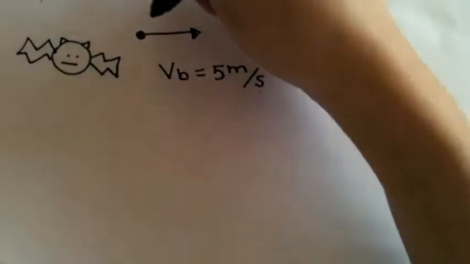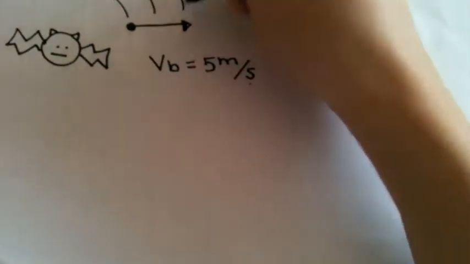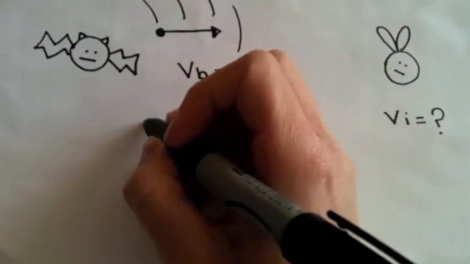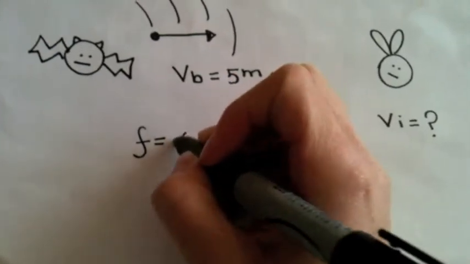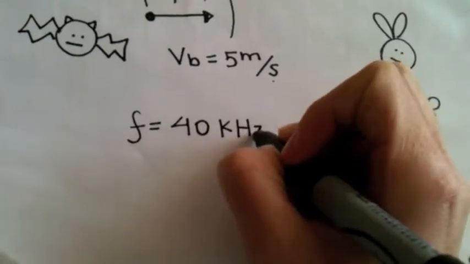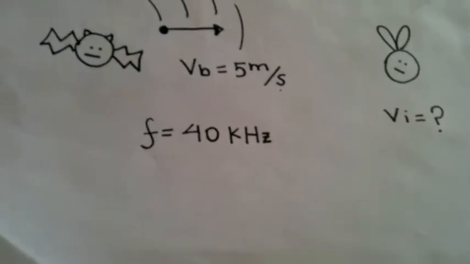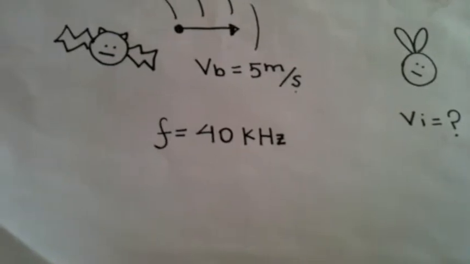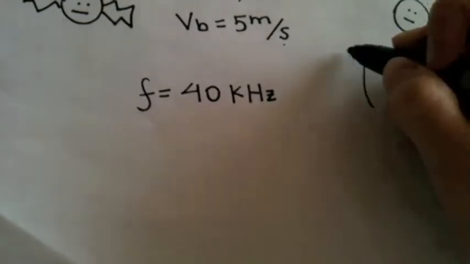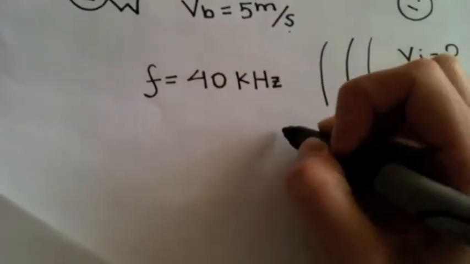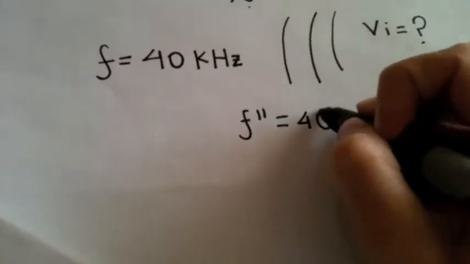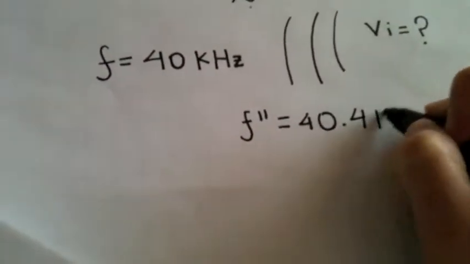We know that the bat emits a chirp with a frequency of 40 kilohertz, and that the bat receives an echo of 40.4 kilohertz.